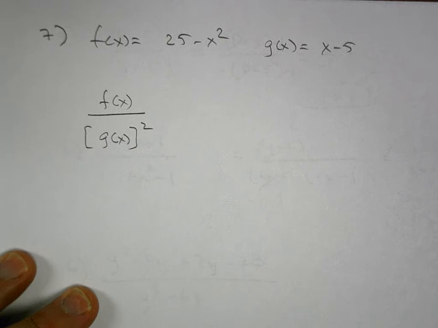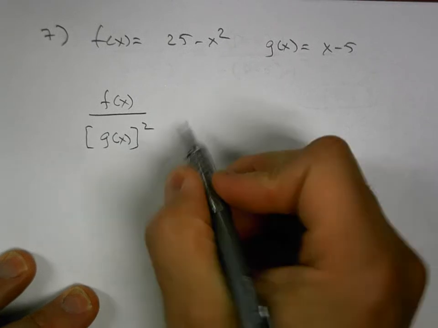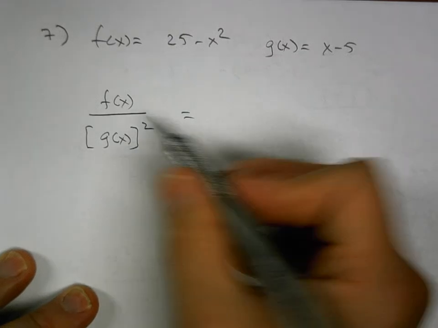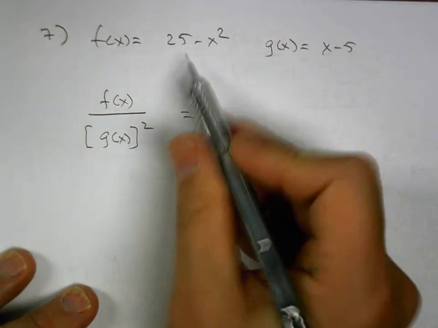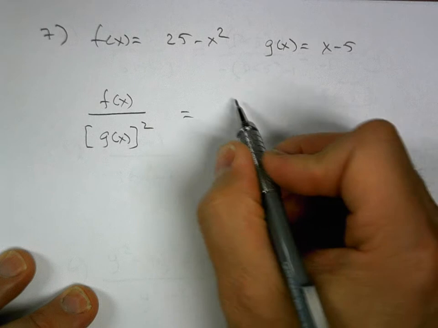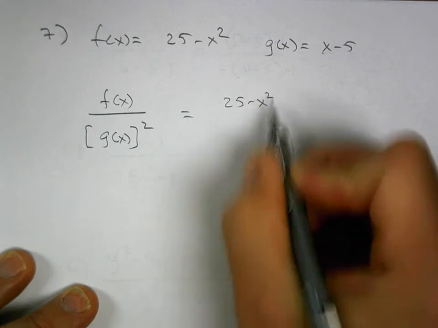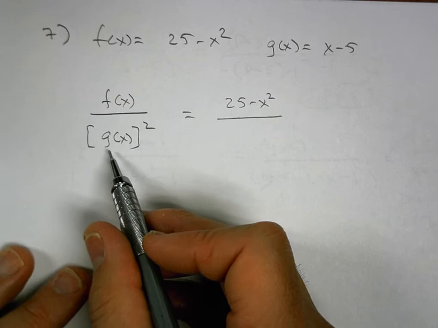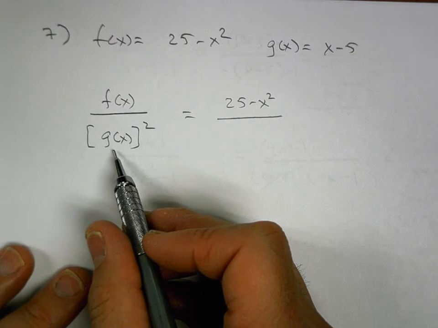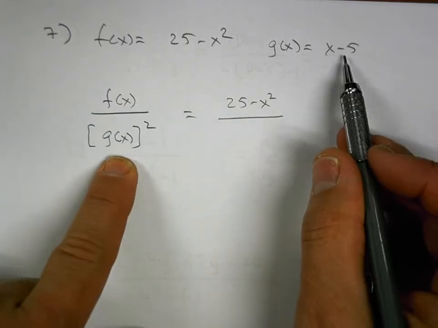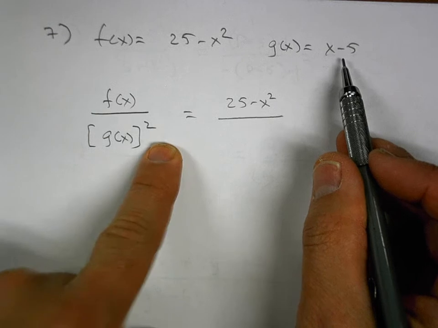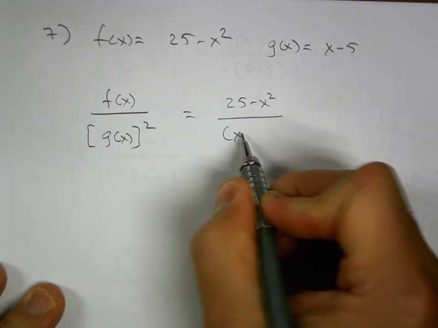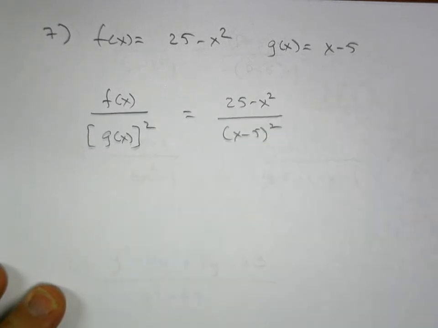Okay, well let's write it out. So this is, well, what do I put for f of x? 25 minus x squared. Okay, so 25 minus x squared over, well, what's this mess here? Yeah, it's just g of x squared. Okay, well, there's g of x. It's x minus 5 squared. There we go. So let's reduce this and we're good.